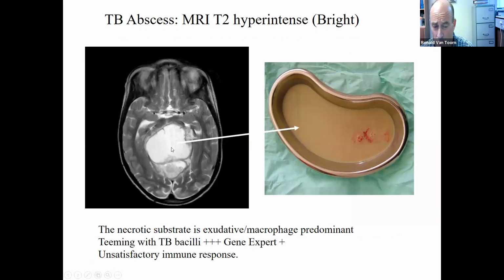This is the problematic lesion. If the T2 lesion is bright or hyperintense, this represents an abscess. And if you're going to drain it, this is what it looks like. You get pus. And this pus is teeming with TB bacilli, and if you're going to do GeneXpert on it, it's likely to be positive. And this represents an unsatisfactory immune response. And these patients often have a fulminating course. And this is where you would consider using thalidomide.